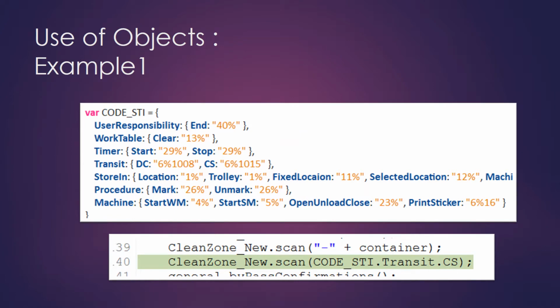In this example, I have defined an object called code.sti. I have also defined more detail about the object inside it. These name-value pairs can then be accessed in my test scripts. For example, if I need to obtain the value of CS that belongs to transit in the object code.sti, I can access it as code.sti.transit.cs. This will get me the value 6% 1015.